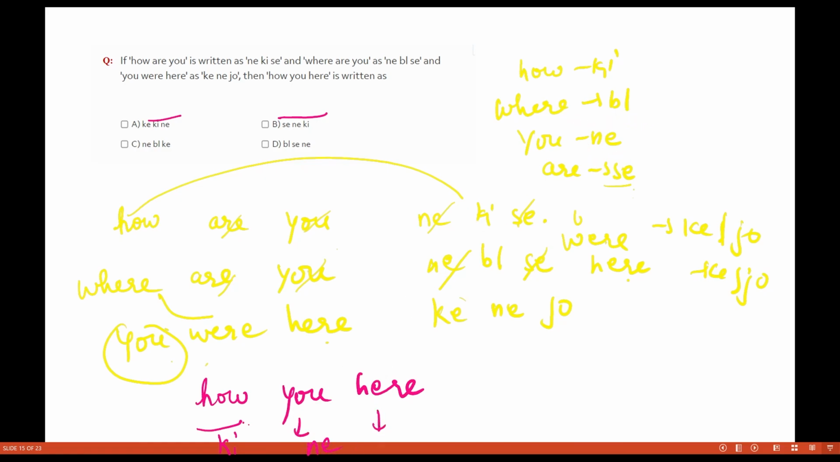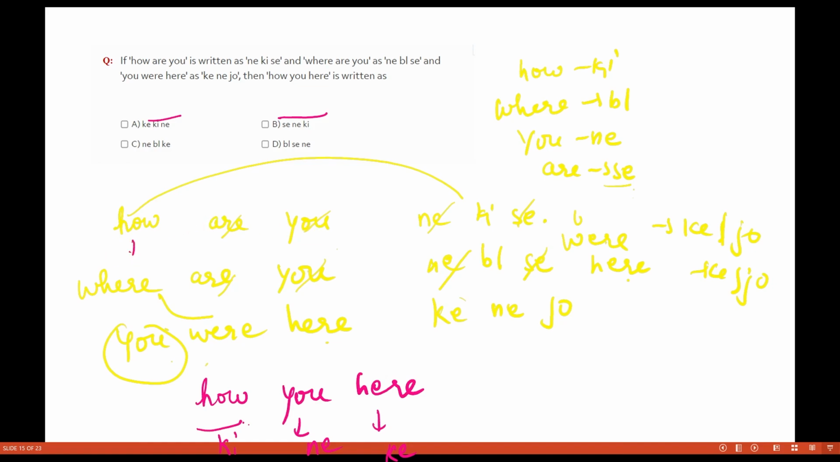And what is here? Here it can either be K or it can be JO. But in these options, JO is not given anywhere, so definitely I can take this as K. Now see, this sequence is given nowhere, because I obviously know how you hear.